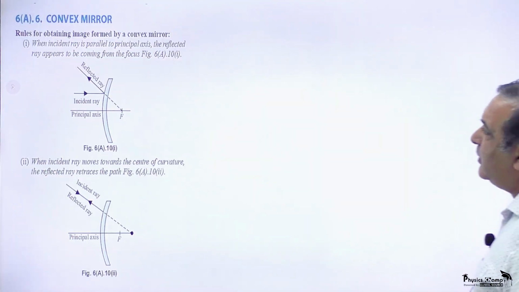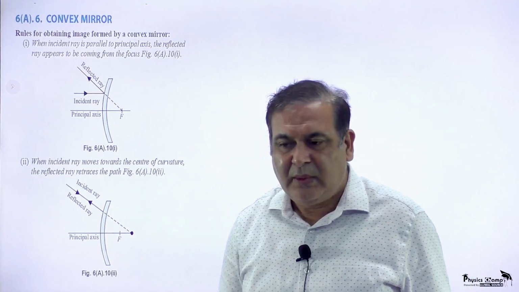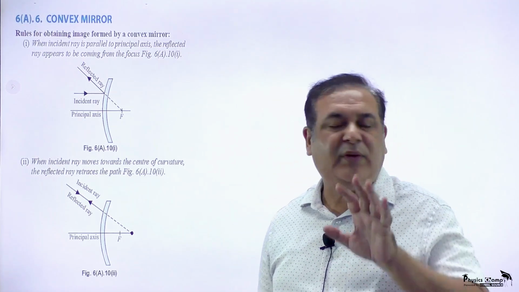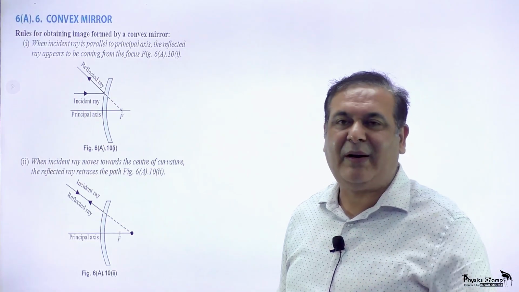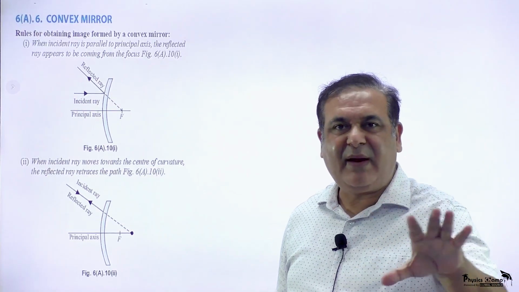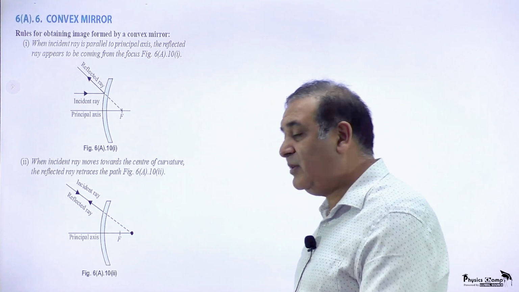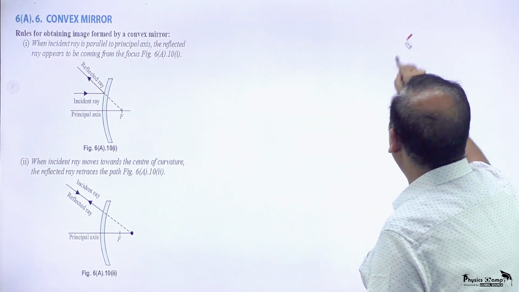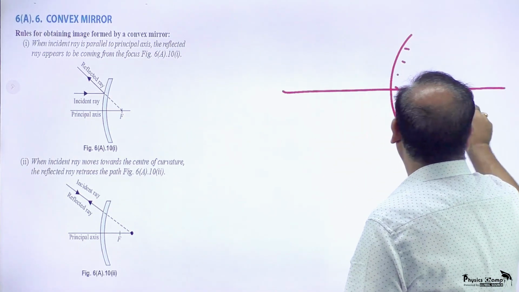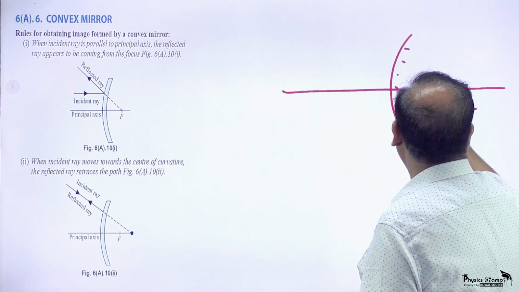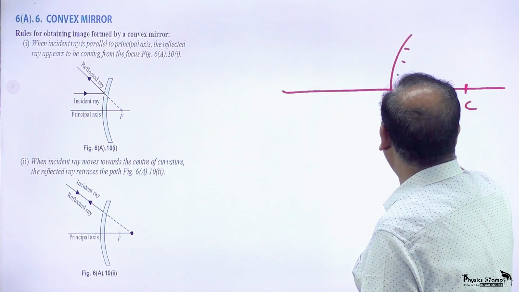And then we come to the convex mirrors. In a convex mirror, we will first try to understand how the image is formed and how the ray will travel, the basic travelling of the ray, as we first saw in the concave mirror. So, if you have a convex mirror, its center of curvature will be here, its focus will be here, its pole is on the other side.